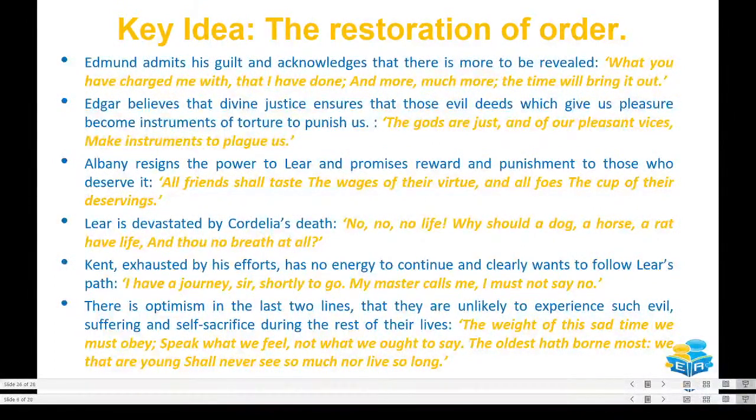So again, it is this idea, the damage that this experience has inflicted on those who have survived. When I say the survivors, we're in single digits here. We're talking about the survivors being Edgar, and we're talking about the survivors being Albany. And they're like, whew, that was something. We've gone through this now.